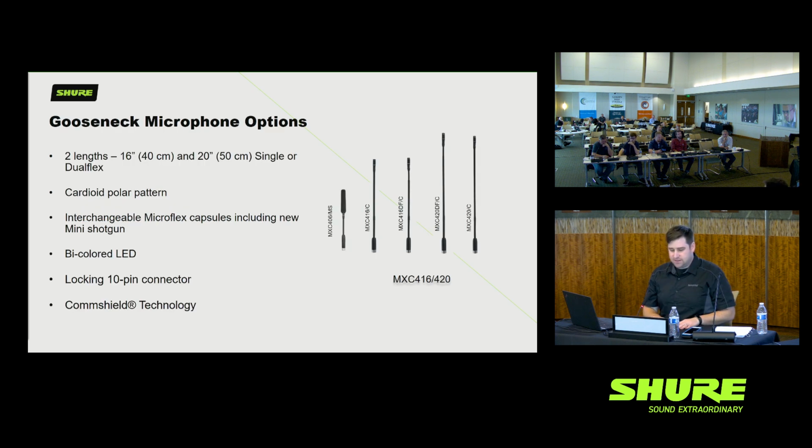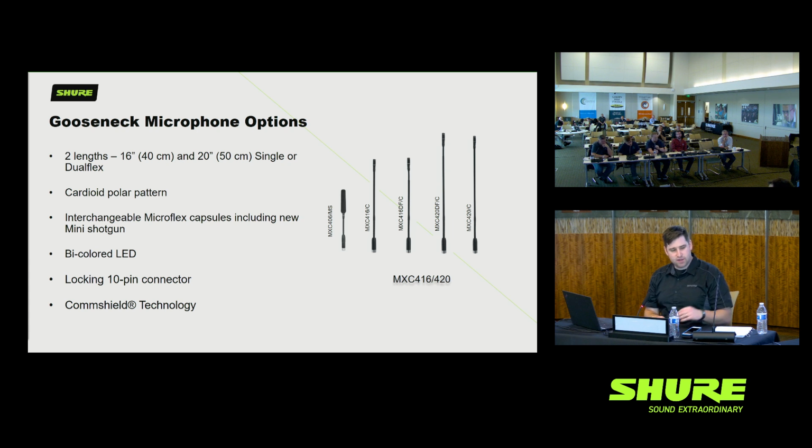Goosenecks, same as the 5900 with the length, 16 and 20 inches, but it's a completely different microphone. This uses a proprietary 10-pin that we have that's doing a lot of stuff in there. It's colors, it's CommShield technology, there's a whole bunch of stuff going on, and there's some pins that we're not even using that we're trying to kind of future-proof ourselves.